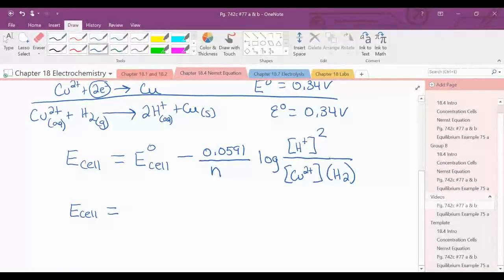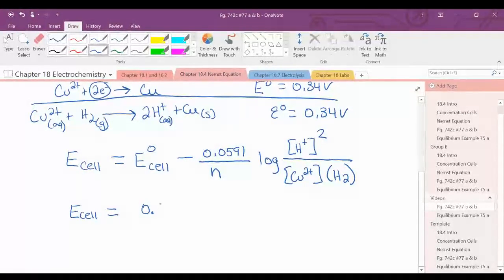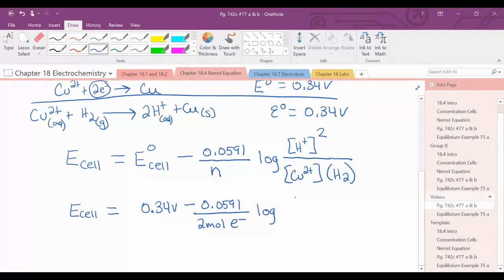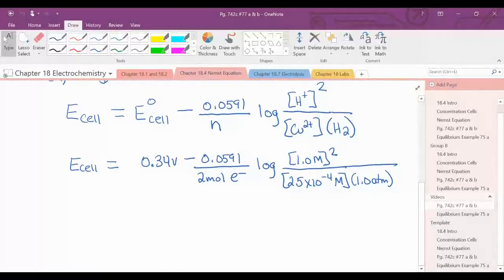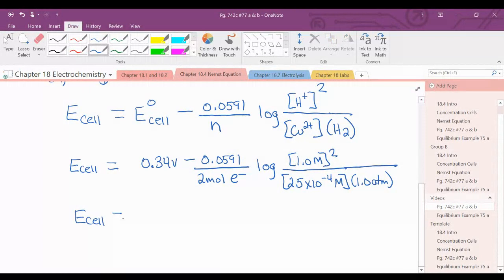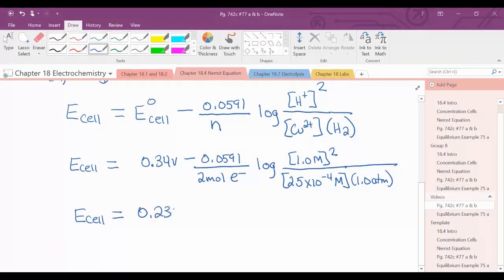So I'm going to plug in my values. We calculated the cell potential at 0.34 volts. There are 2 moles of electrons. I have those circled up in our half reactions. The concentration of the hydrogen ions was the standard 1 molar. The concentration of the copper cations was given to us as 2.5 times 10 to the negative fourth molar. And our hydrogen is at a standard pressure of 1 atmosphere. When you solve this, the cell potential is 0.23 volts.